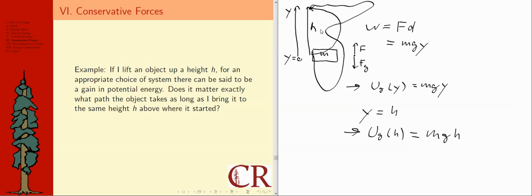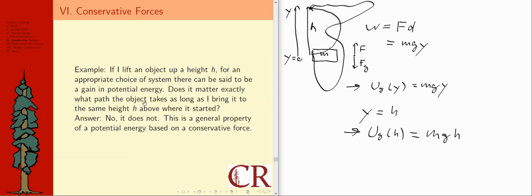Does it matter what path I took to get to this final position to state how much gravitational potential energy this system has? And it says for an appropriate choice of system. So when I say this system, I mean the object plus gravity, because we've discussed that gravity needs to be included in a formal description of that system. But the answer is no. It shouldn't matter, because the amount of energy stored in gravitational potential energy only depends on the position of the object. It doesn't matter how it got there. So anyway, that's the answer I'm giving. So it says no, it does not. This is a general property of a potential energy based on a conservative force.